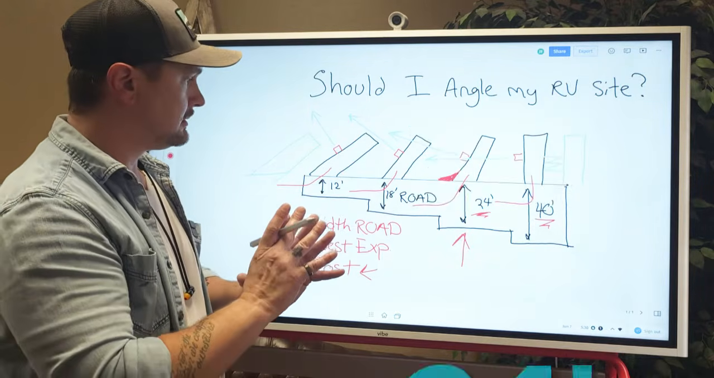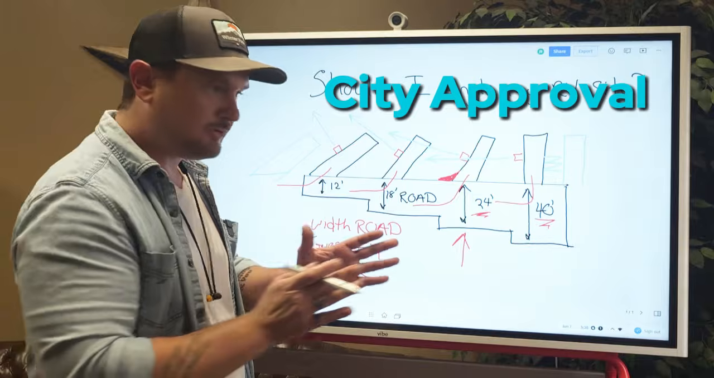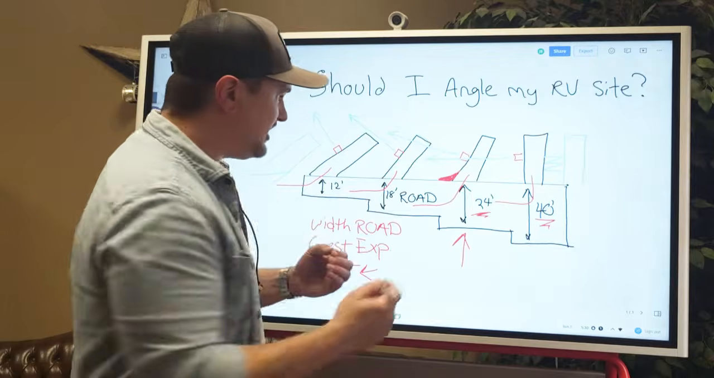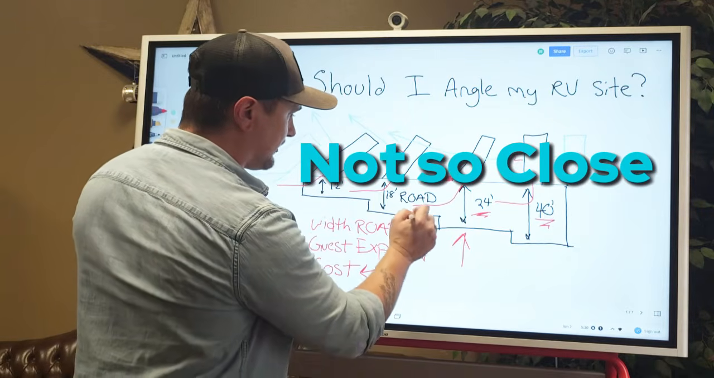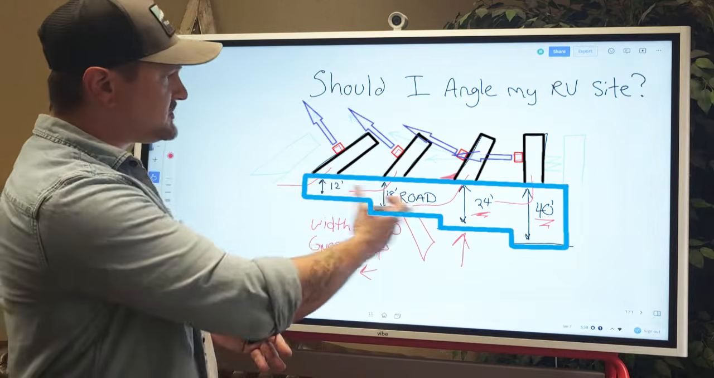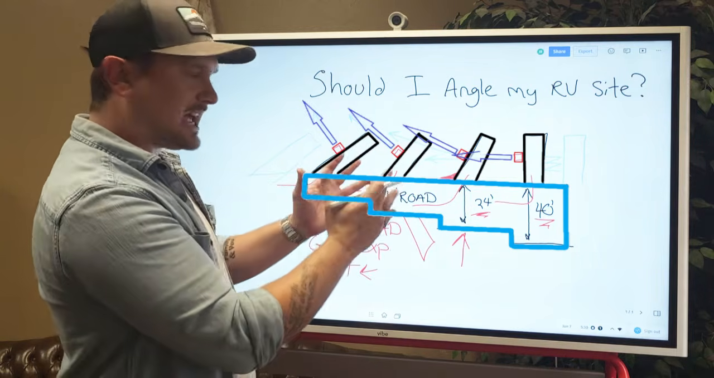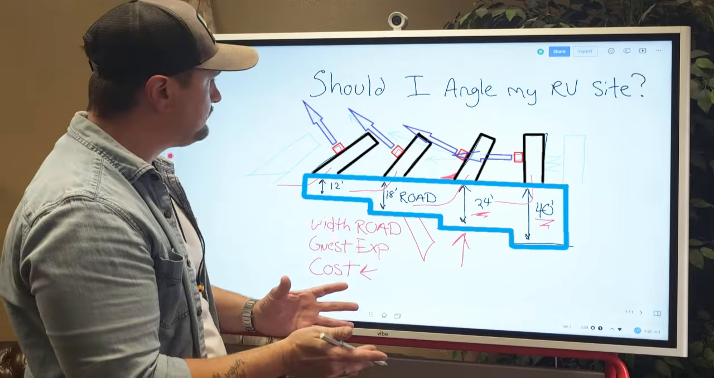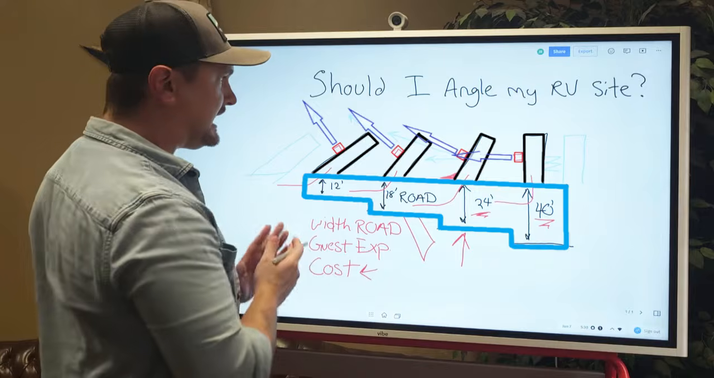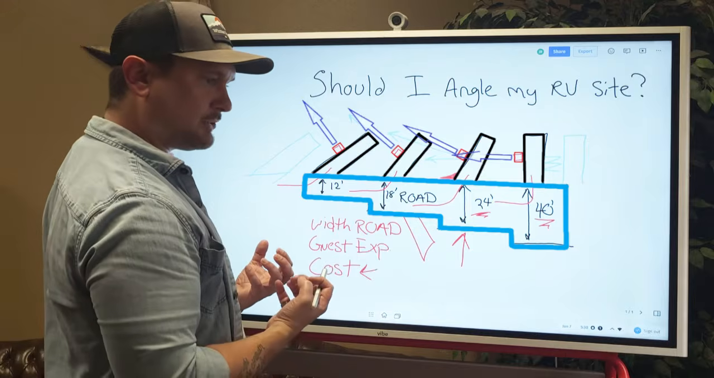This is amazing. It gets you past the cities. You can have dual traffic, and you're not so close to the other side across either. You got to think about that. Once again, that goes into the guest experience as well. So I know this is starting to get messy, but I hope you see that there's more to angling a site than just the drive in and drive out. It's about the customer experience, the perspective, what you're looking at. The tighter the sites, the more the angle I would give.